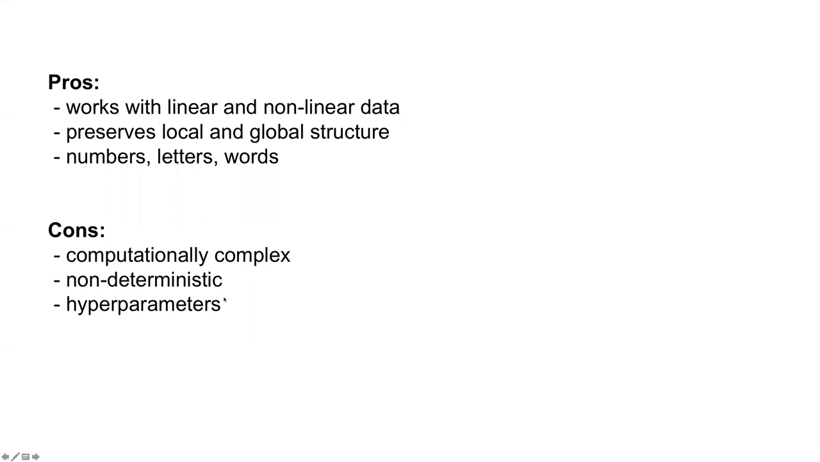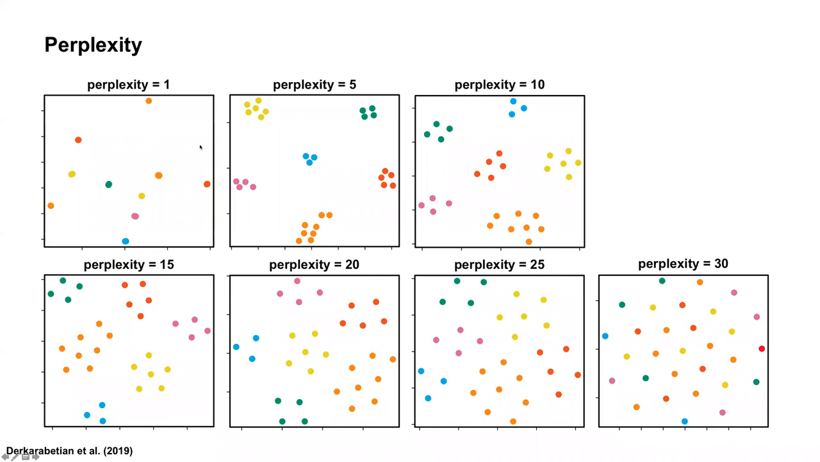One of those is perplexity. So this is that same data set with perplexity ranging from 1 to 30. And what perplexity is, it influences the variance of the distribution, so that circle size. It changes the size of that circle when calculating similarities.